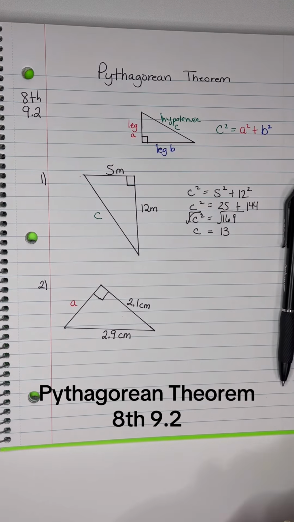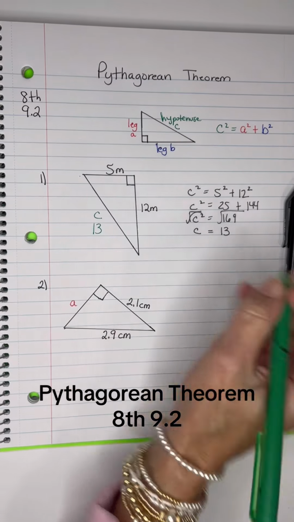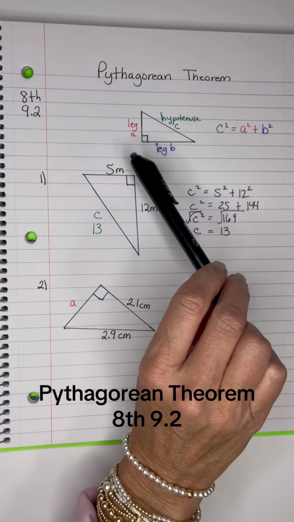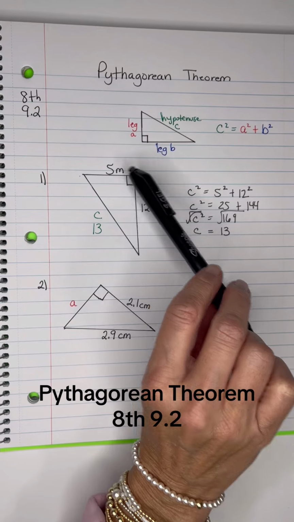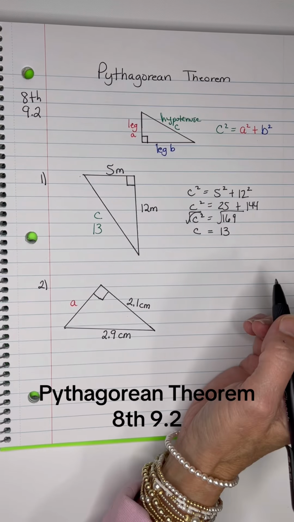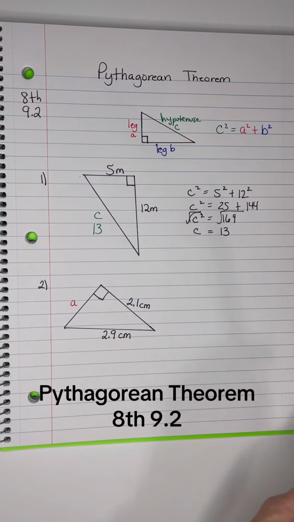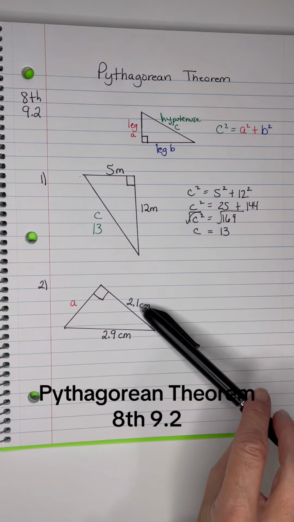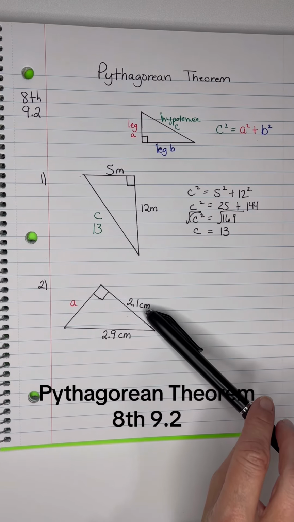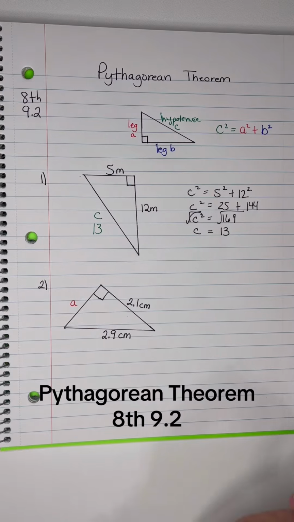And this triangle right here would be considered a Pythagorean triple, because 5, 12, and 13 are all integers. Okay, on this one right here, it would not be considered a Pythagorean triple because we're talking about decimals already.